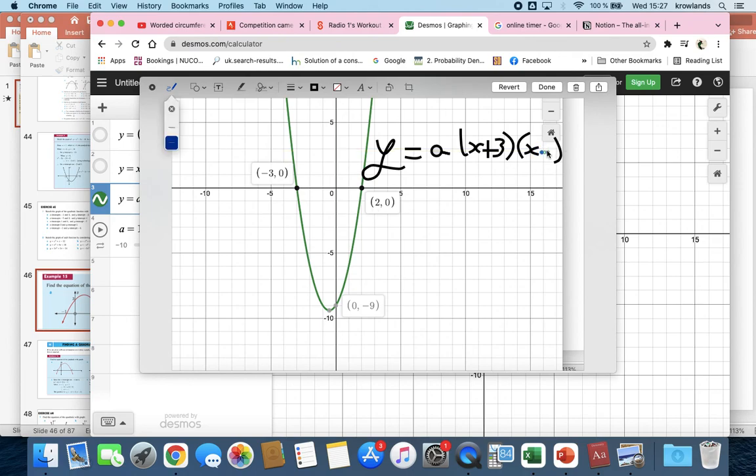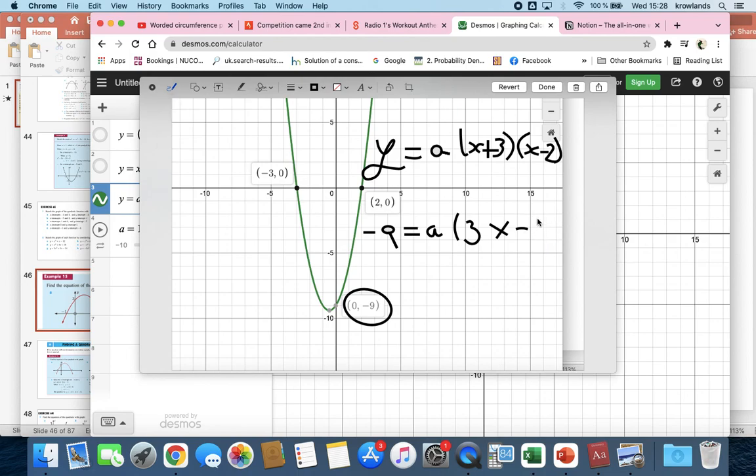And now all we need to do is substitute in the information we have to find out what a is. So we're going to substitute now in the y-intercept, which is 0, minus 9. So whenever we have a y, we're going to replace that with minus 9. And then whenever we have x, we're going to replace that with 0. So we get the following. Minus 9 is equal to a brackets 3, because 0 plus 3 is 3, and then 0 minus 2 is minus 2, 3 times minus 2.